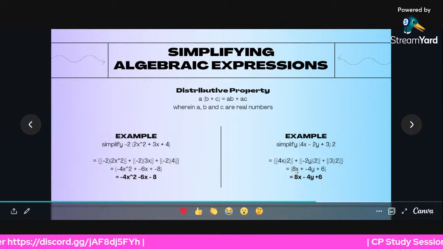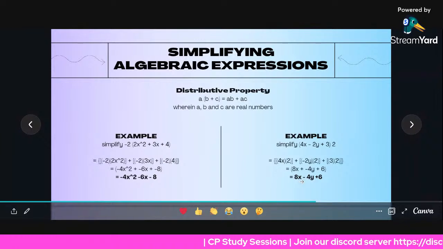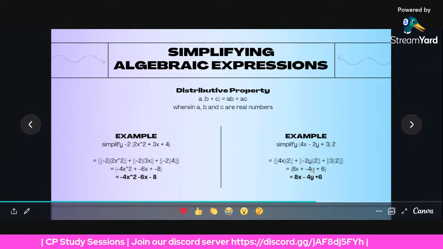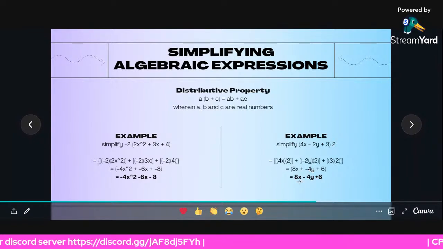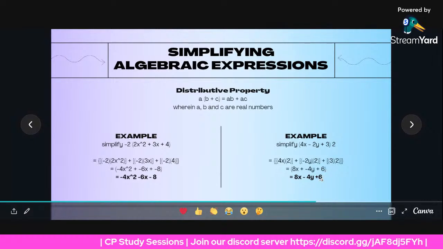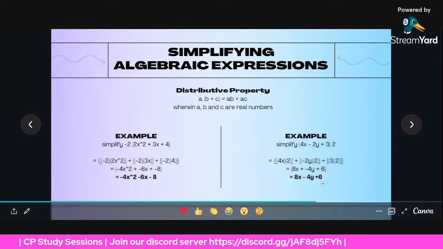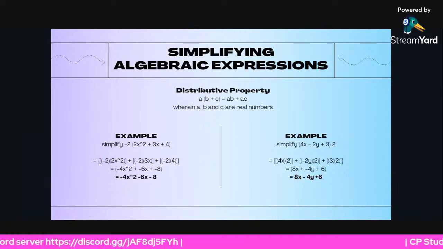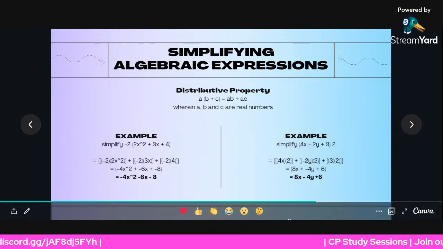So, 8x, bring down nyo na lang since positive naman yan, as is na yan. So, ito, positive sign times negative sign. So, ang kakalabasan niya ulit is negative sign. So, ang equation is 8x minus 4y, since positive ang 6, bring down nyo na lang siya. So, ang final answer natin is 8x minus 4y plus 6. Malinaw ba?